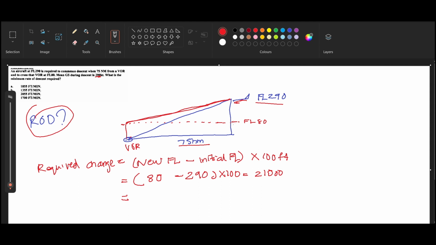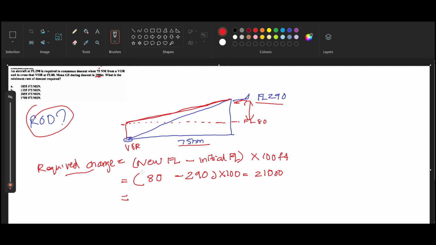I extended that line to understand. The aircraft has to descend this much. So you can calculate the height difference: new flight level minus initial flight level into 100 feet. This is the equation I use. New flight level is 80, and flight level 290, into 100. Or either you can subtract 8,000 from 29,000. It's up to you as far as you understand the concept. So it's 21,000 feet, and we have the ground distance as 75 nautical miles. It's in the question.